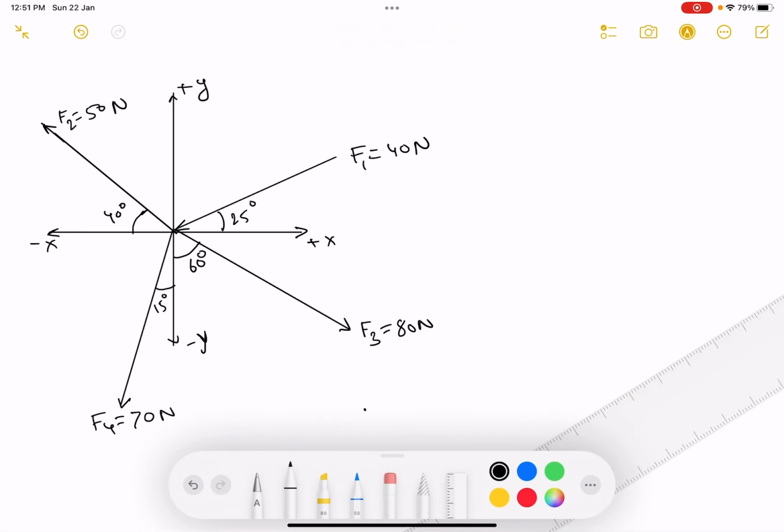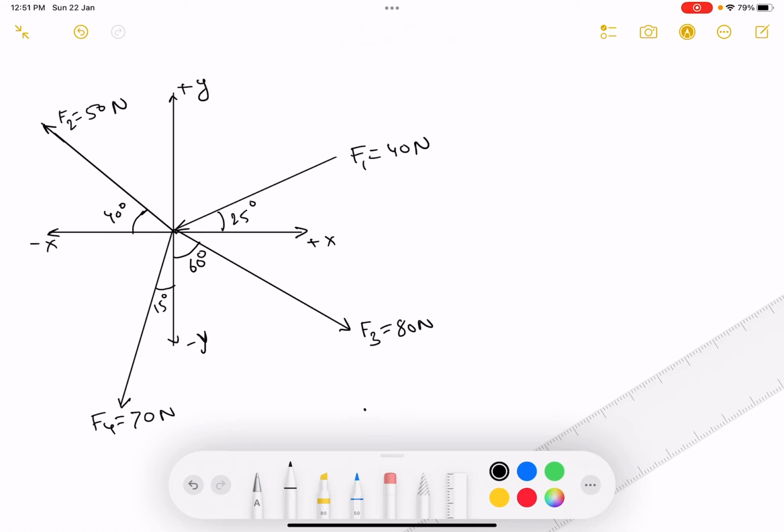Hello students. Today we are going to see the method of resolution of forces. Now this is at the heart of statics, and often students get confused in resolution of forces. I would like to explain in this short video the clear steps which you should remember while resolving the forces in x or y direction.